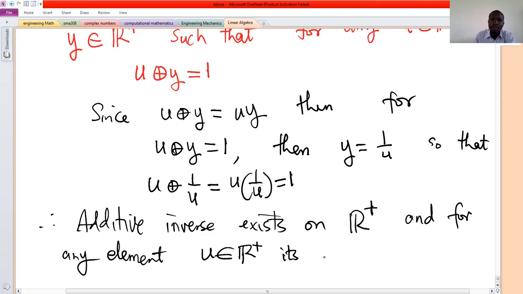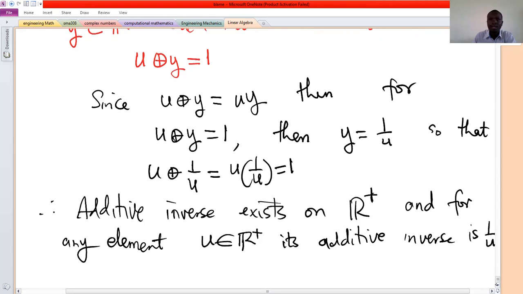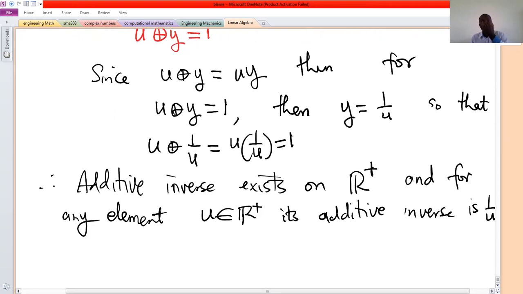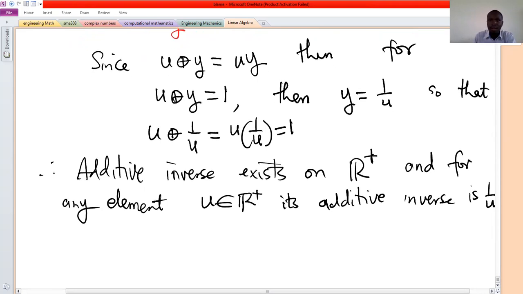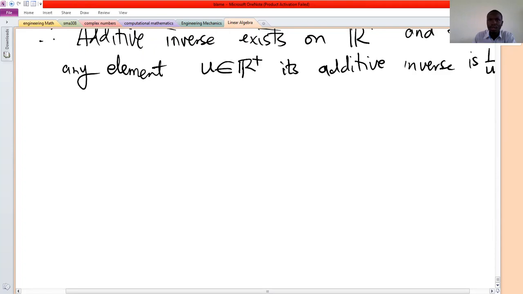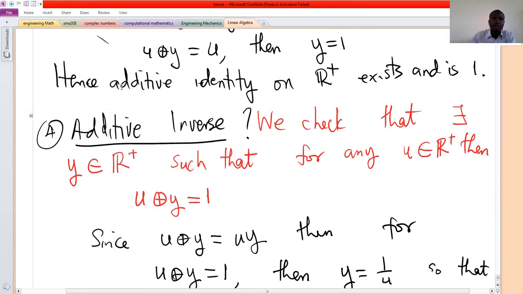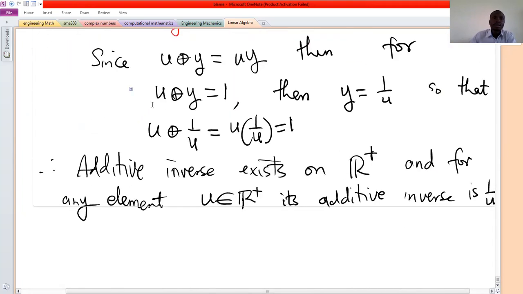its additive inverse is its reciprocal 1 over u. So note that the way we are defining the identity and inverse for this set is different from the usual one, saying that the inverse of u is minus u. So the definition of the inverse or the identity depends on the set we are dealing with. And then that was number 4, additive inverse.